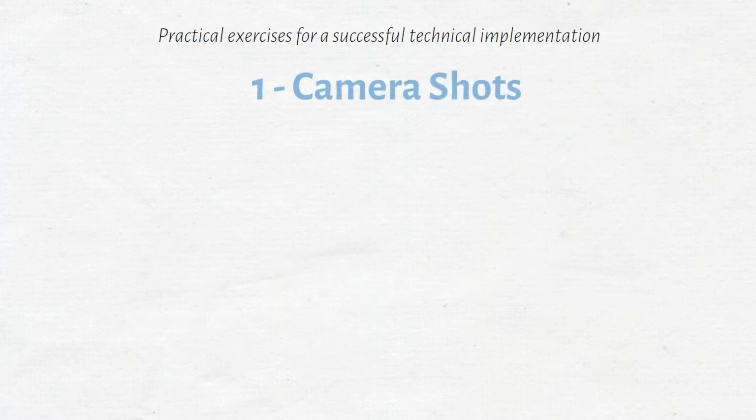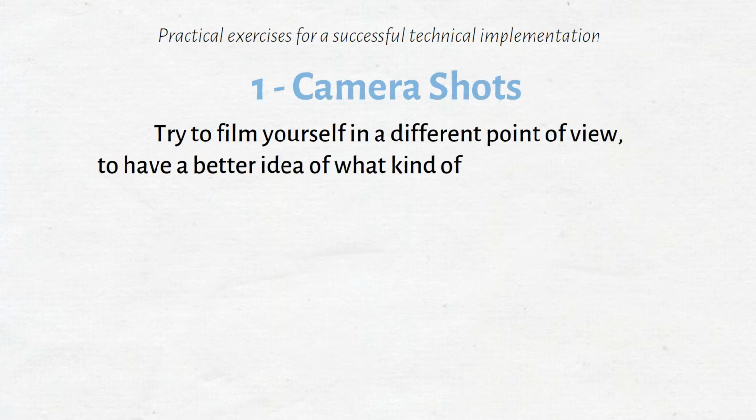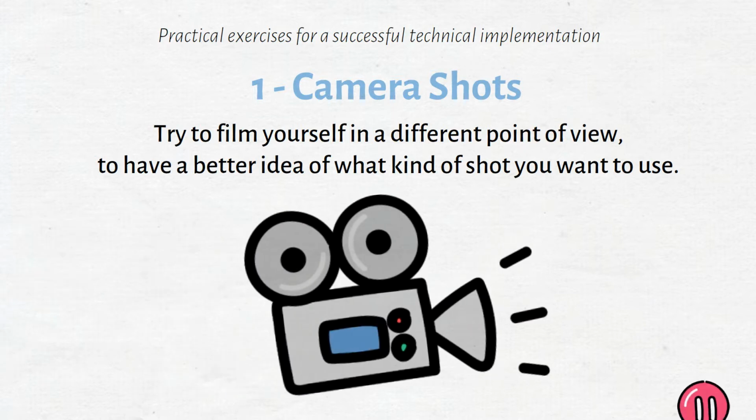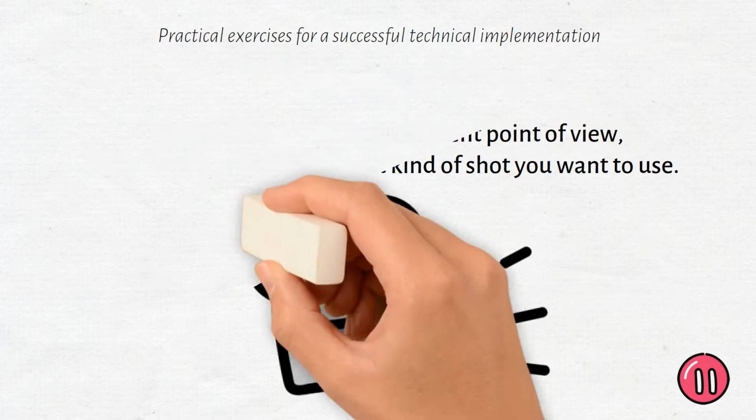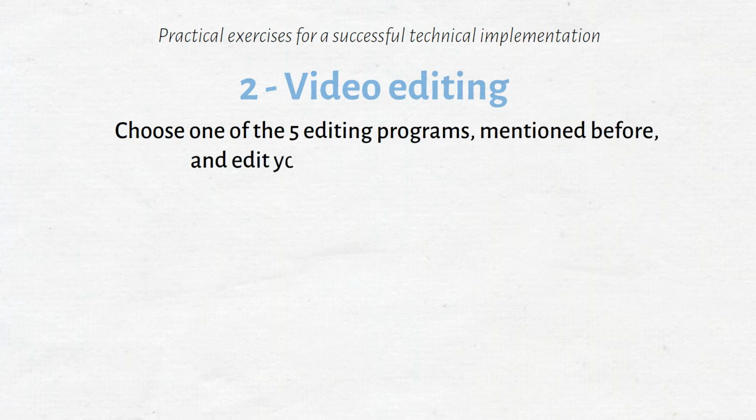Practical exercises for a successful technical implementation. Camera shots: try to film yourself from a different point of view to have a better idea of what kind of shot you want to use. Video editing: choose one of the 5 editing programs mentioned above and edit your already chosen camera shots.